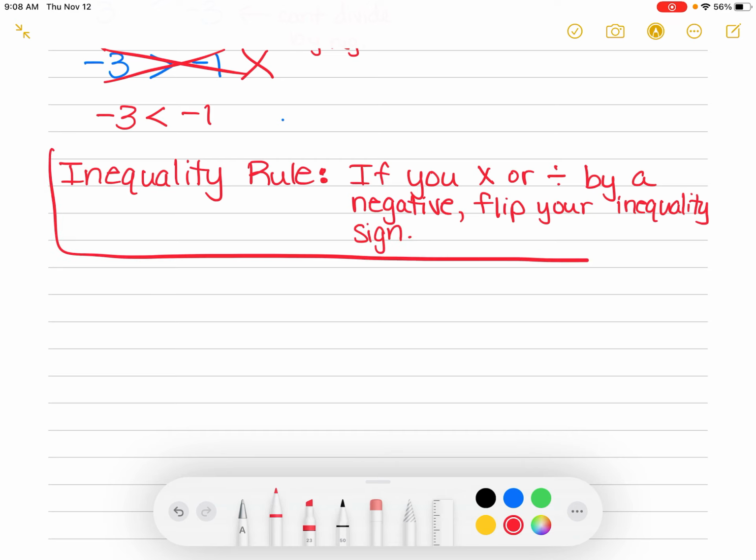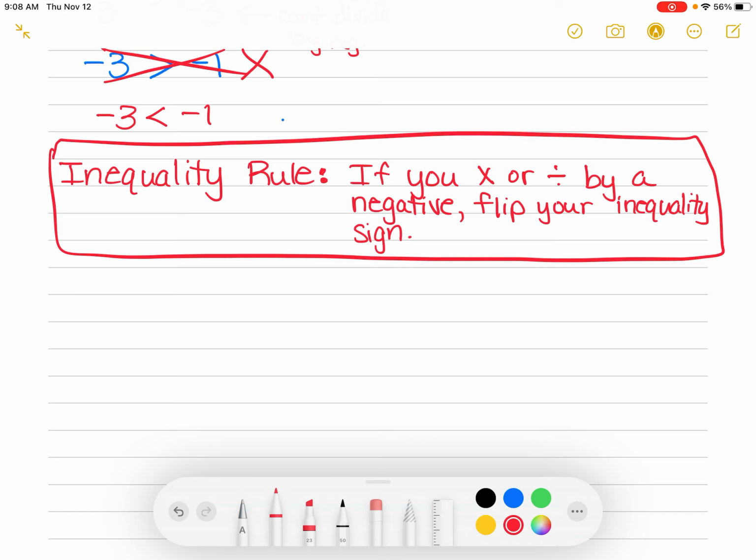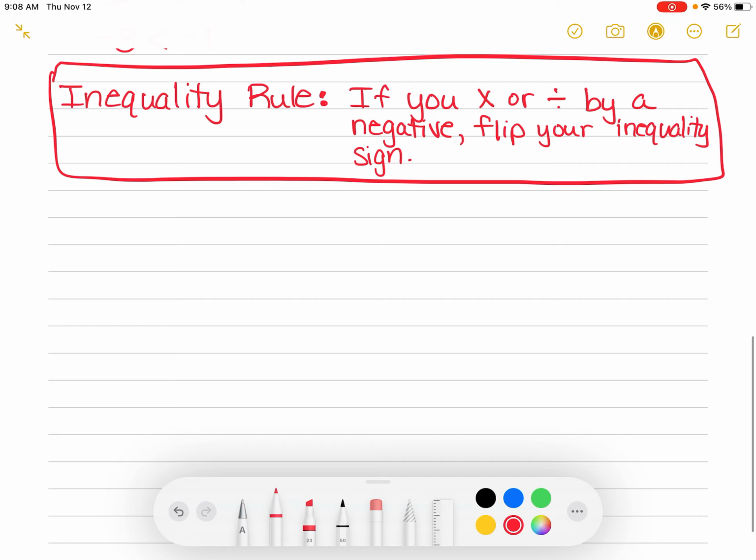Okay, this is big and important right here. And let's move on and do some examples now. Okay, example 1, when we only have 3 examples, we have example 1: x divided by -2 is greater than -7.